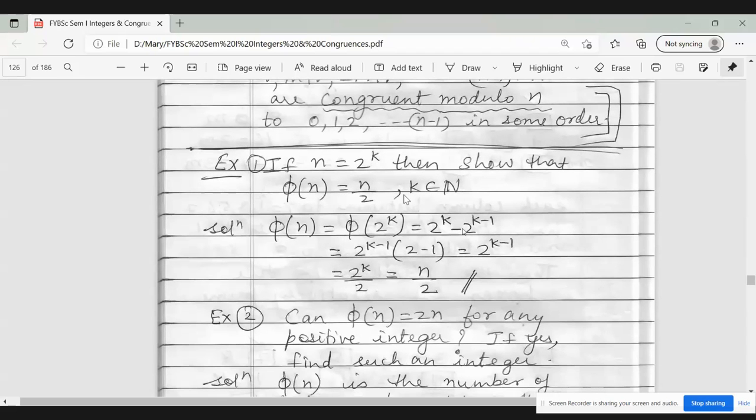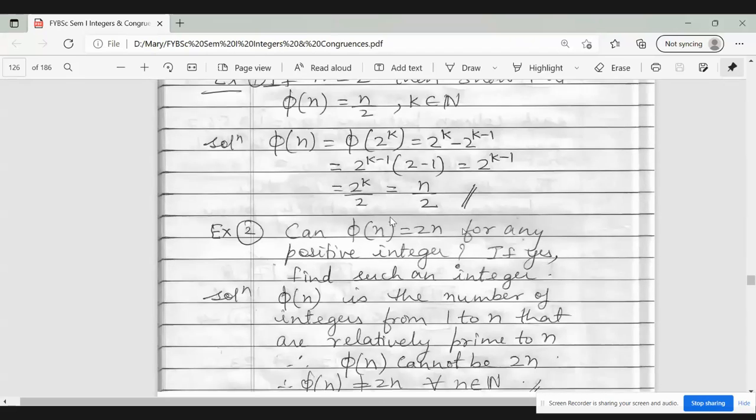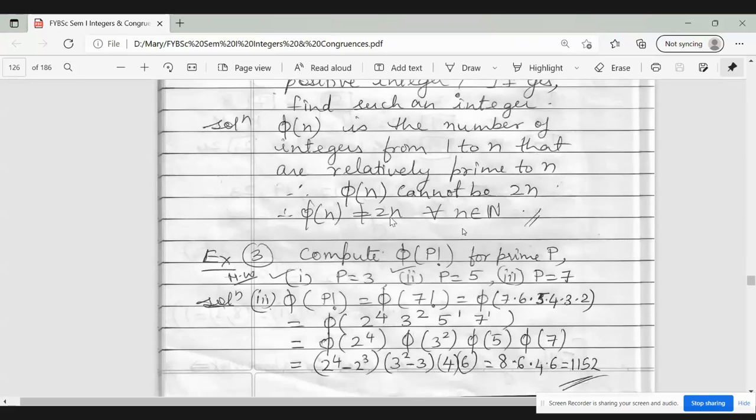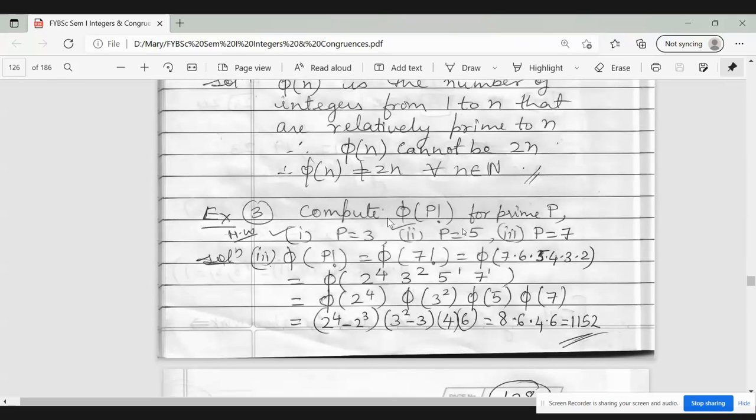Some more small results are there that we will do. Before that, some which are easy with numbers, that I'll explain. Phi of p factorial. This is not much. Here p is some prime. P factorial means 7 factorial. See here for 7 factorial it is done. So 7 factorial, I'm writing 7 into 6 into 5 into 4 into 3 into 2.